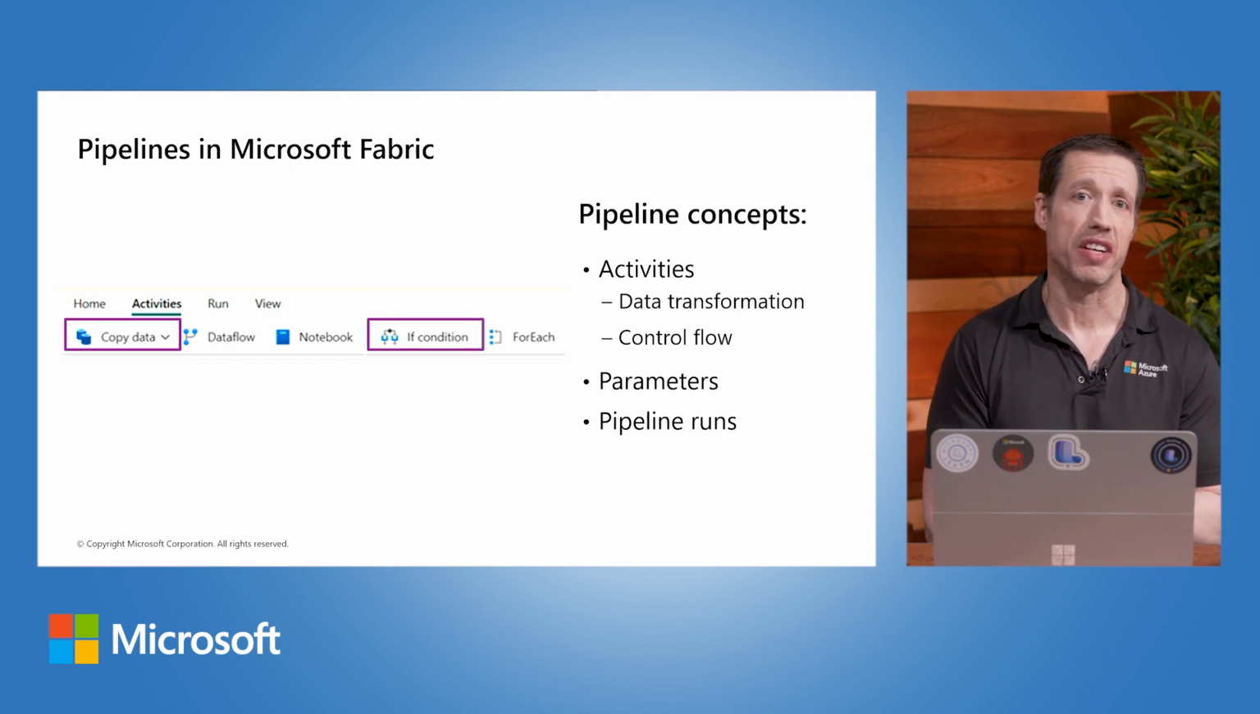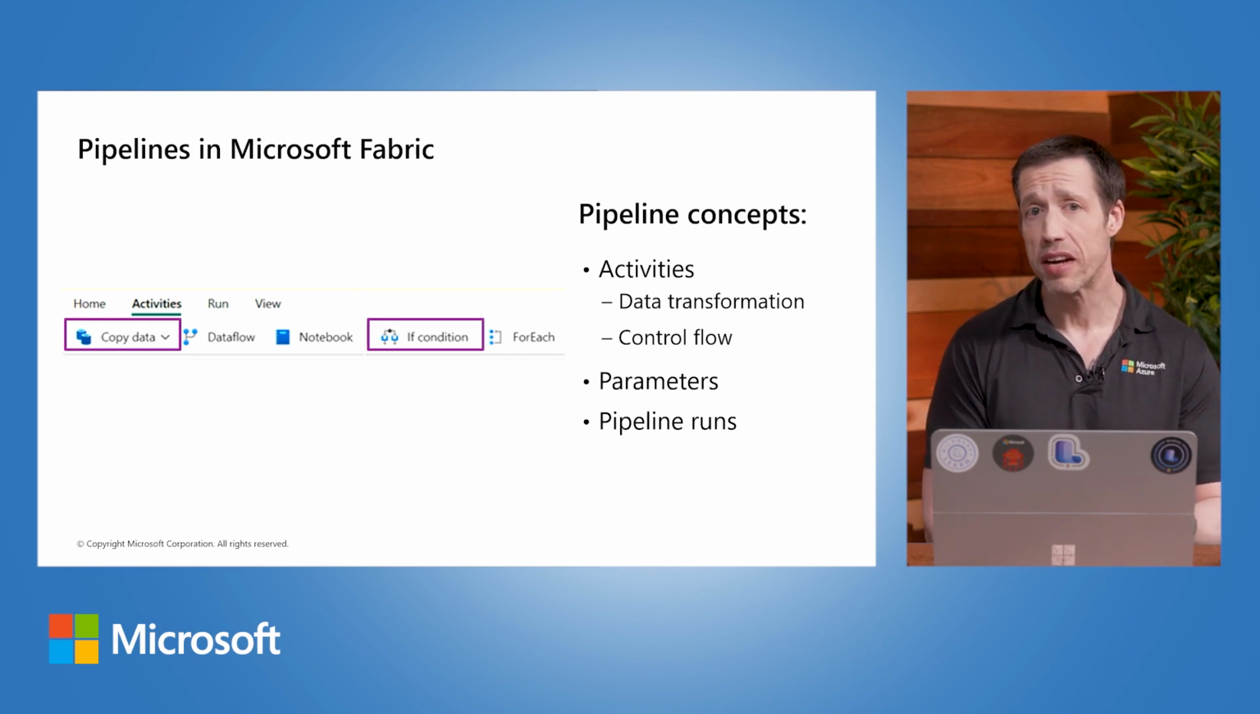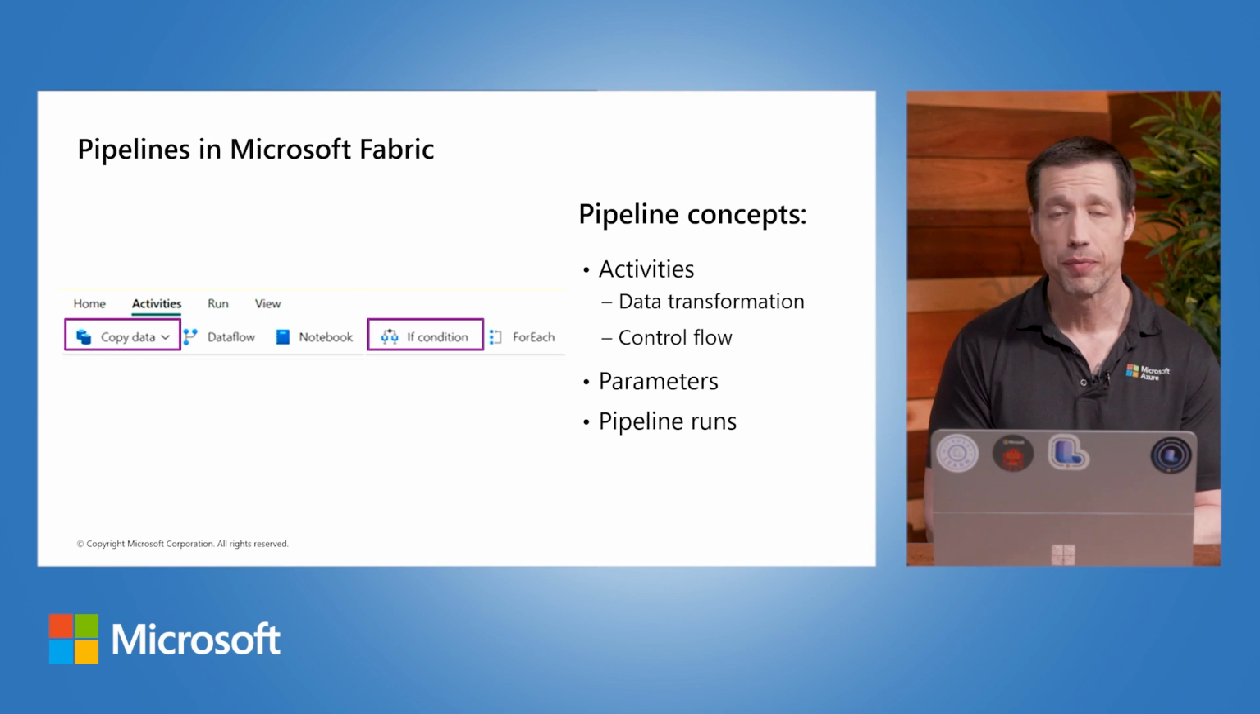Control flow activities allow you to implement loops, conditional branching, or manage variable and parameter values. The wide range of control flow activities enables you to implement complex pipeline logic to orchestrate data ingestion and transformation flows.